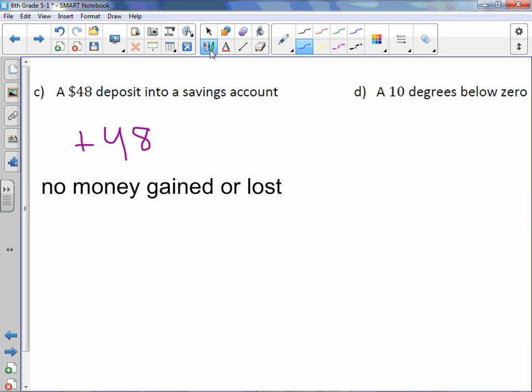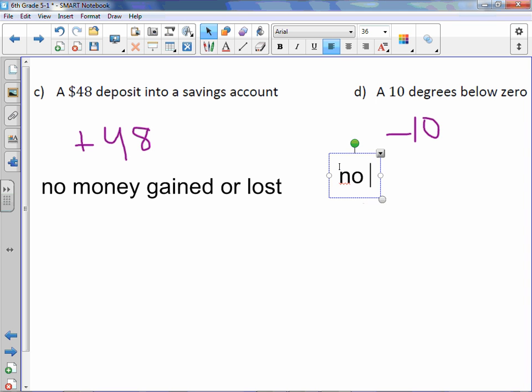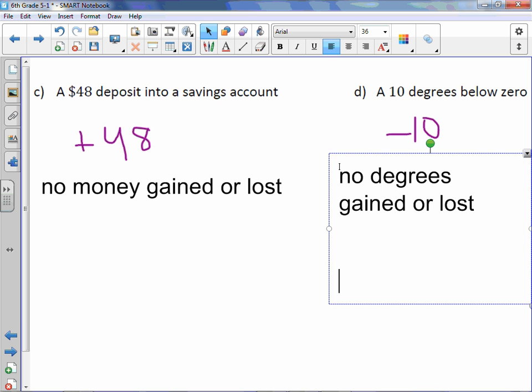10 degrees below 0 would be -10. 0 would represent no degrees gained or lost. And again here, you could also say it represents 0 degrees.